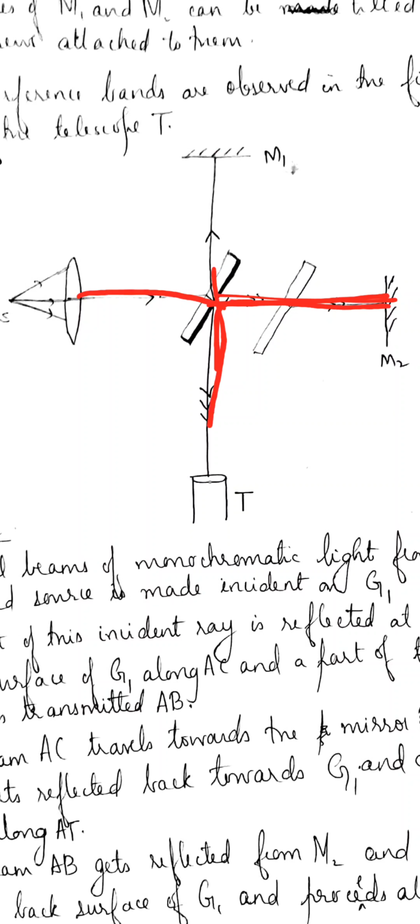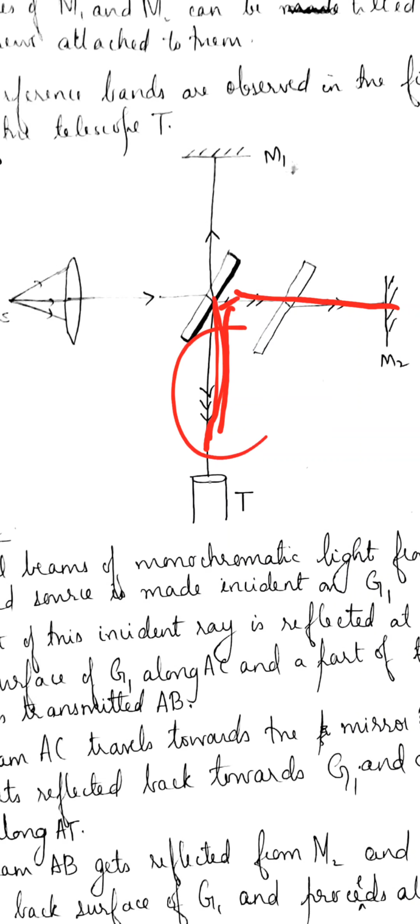The first ray reflected from M1 will pass through the glass plate and it will reach the telescope, and the ray coming from M2 gets reflected from the back of the mirror and it will also come down. These two rays will superimpose, you get the interference pattern. I hope it's clear to you.